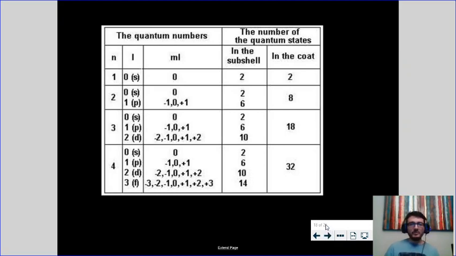Now here are the quantum numbers. If you understand this for this lesson, then you've done extremely well. And it may take several views. You may have to pause throughout. Please feel free to do that.